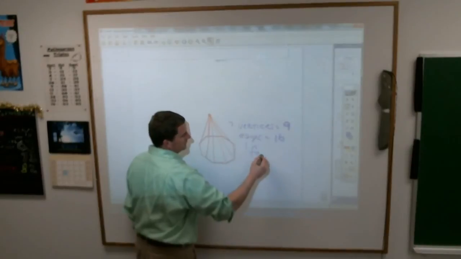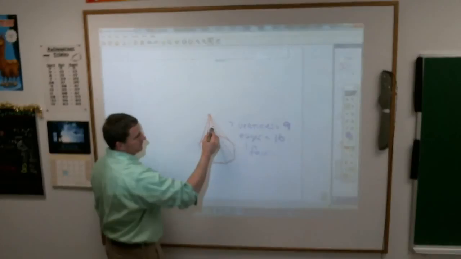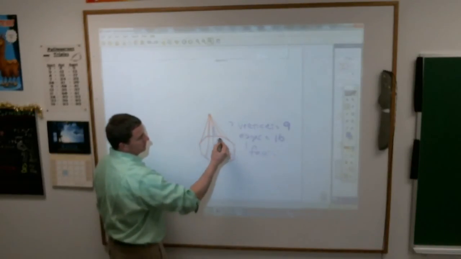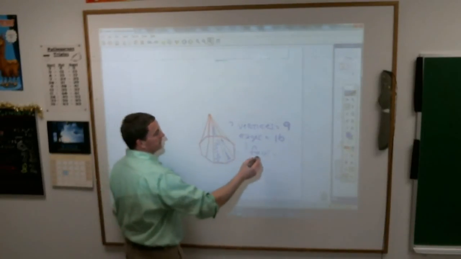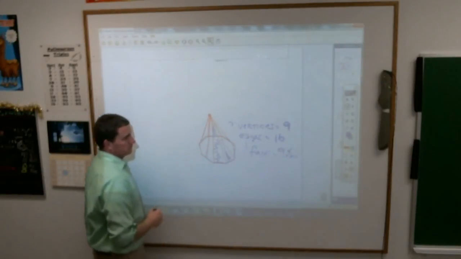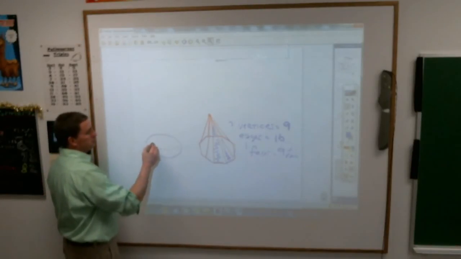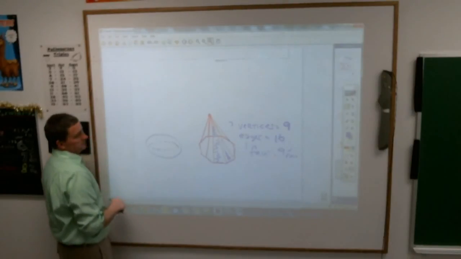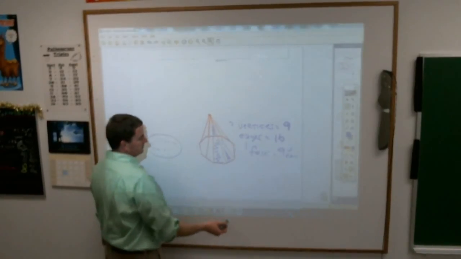And how many faces? Each one of these would be a face. Every flat side. Here's a face, here would be a face, all those going around, and then the bottom face. Nine faces. If you have a sphere, how many edges? How many vertices? 0. Would it have a face? Yeah, 1.